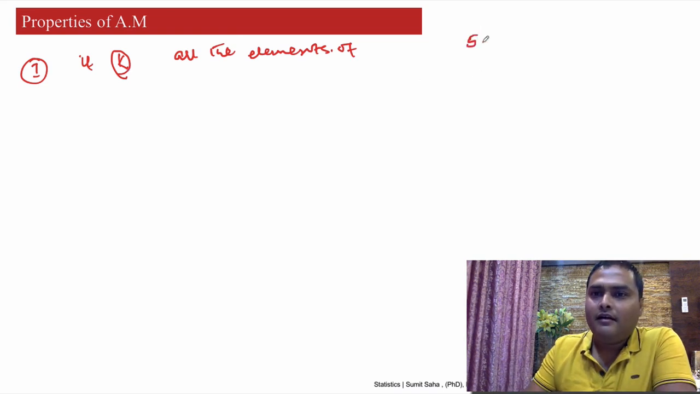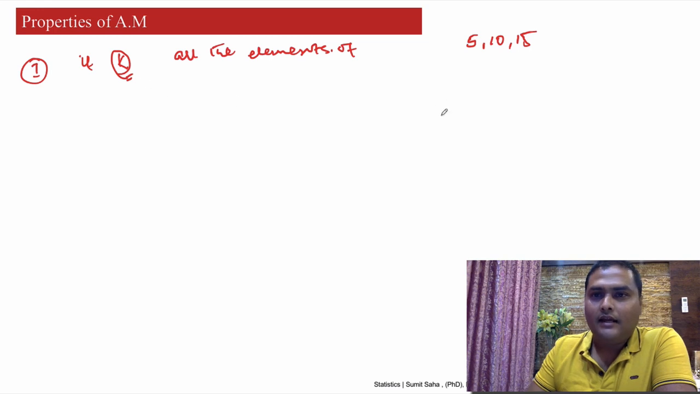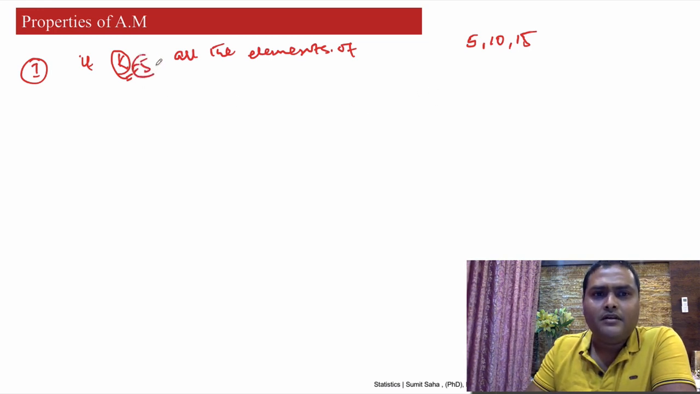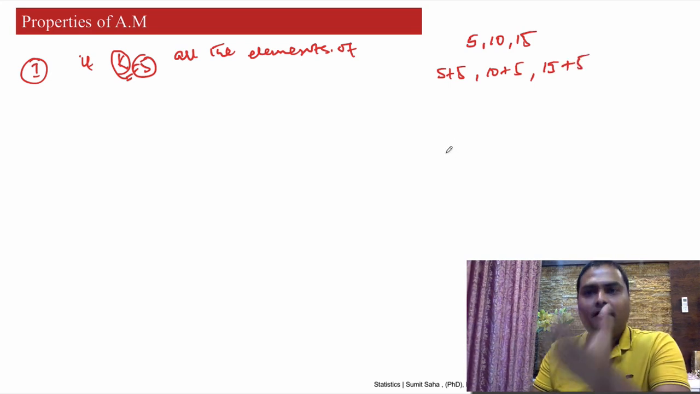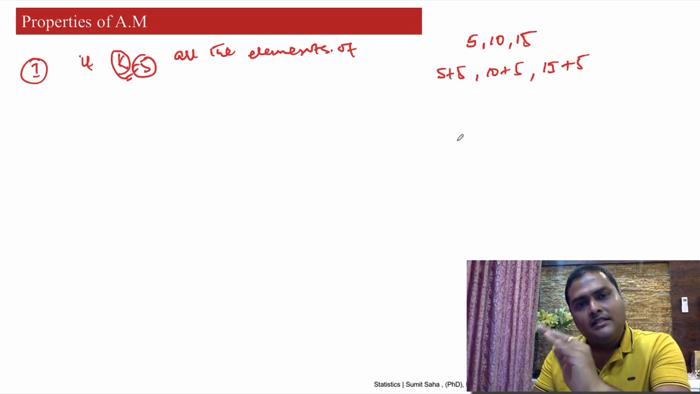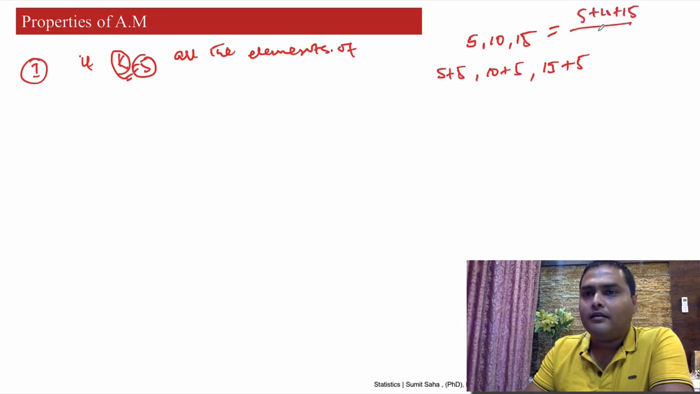Let's say you have in the observation 5, 10, 15, these three elements. If you add k, let's say k is 5, a constant value, to all the elements, then the arithmetic mean also will be increased by k, that means in this case 5. Now, what is the arithmetic mean of this? 5 plus 10 plus 15 divided by 3. So I'm getting 10 as the arithmetic mean in this given problem.